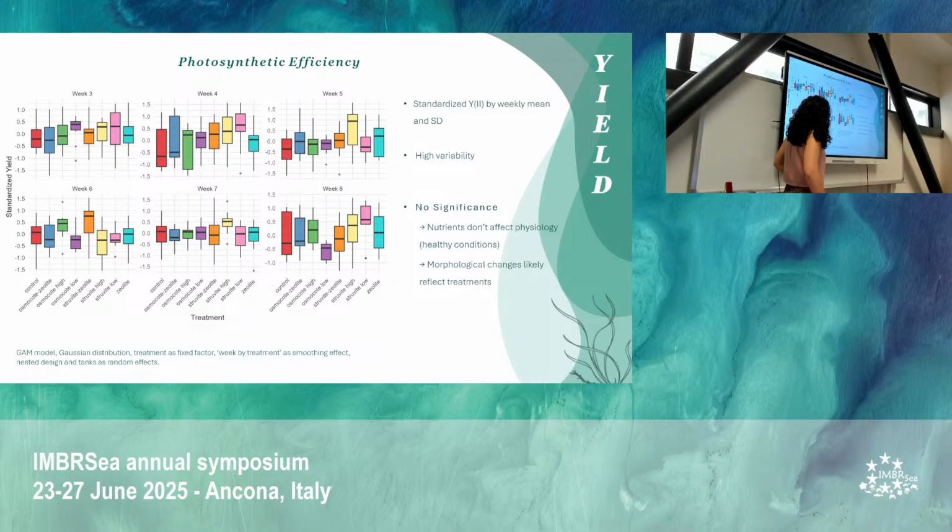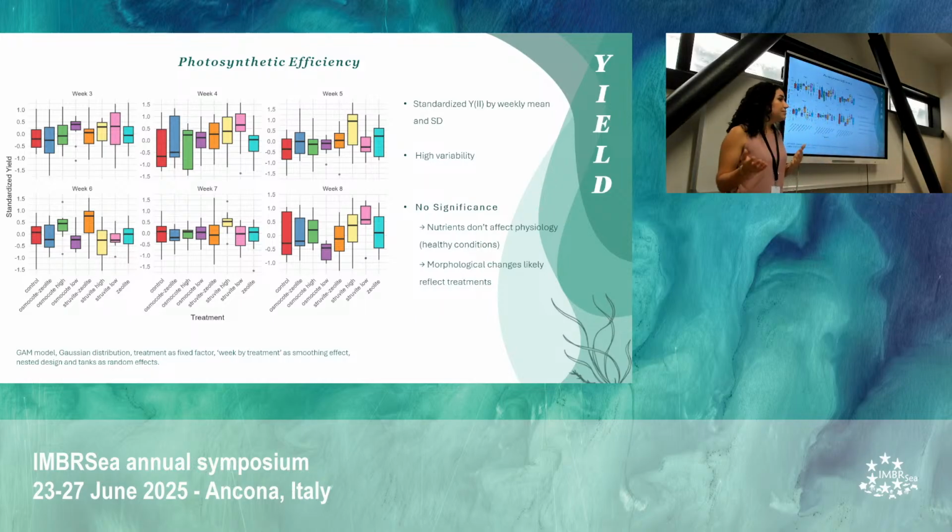Regarding the photosynthetic efficiency, I measured the yield with the diving lamp, and I standardized it by weekly mean and standard deviation, and the graph is showing that across different weeks and treatments, there was no significant difference between treatments. This could mean that the nutrients don't affect the physiology of the plants, so all plants were in good and healthy conditions similar to the controls. Additionally, we can also say that the morphological changes that we saw before are likely reflecting the treatments and not pre-existing health conditions.